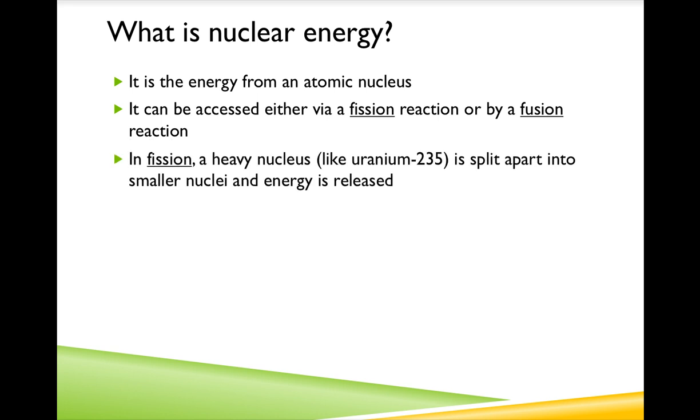Now, in a fission reaction, a heavy nucleus, like uranium-235, is split apart into smaller nuclei, and then a large amount of energy is released. So splitting apart the nucleus of the atom creates different products. So at the end of the process, we no longer have uranium-235. We have a variety of different other elements, because as uranium-235 is split, it releases protons and neutrons, which changes the chemical element that we actually have.